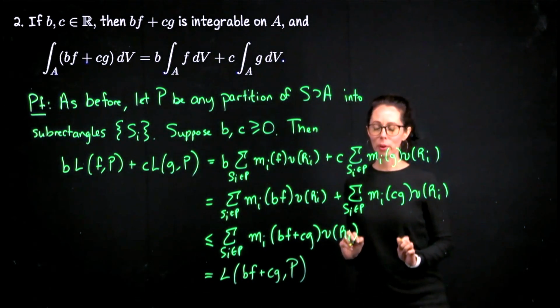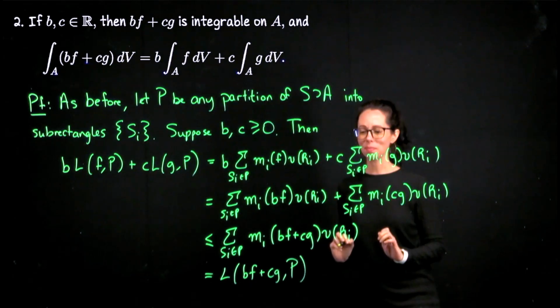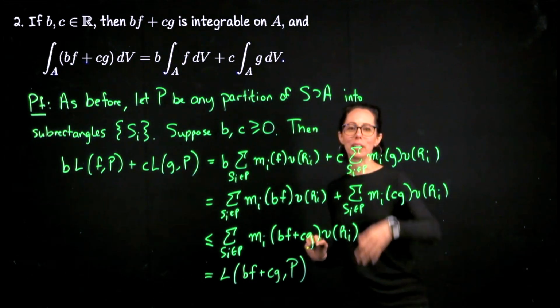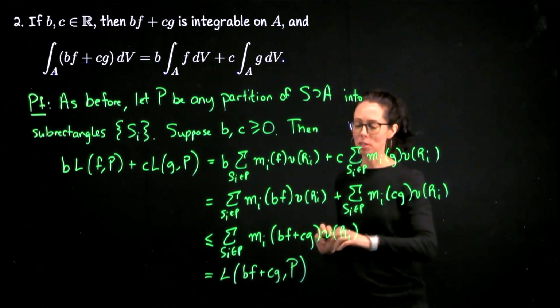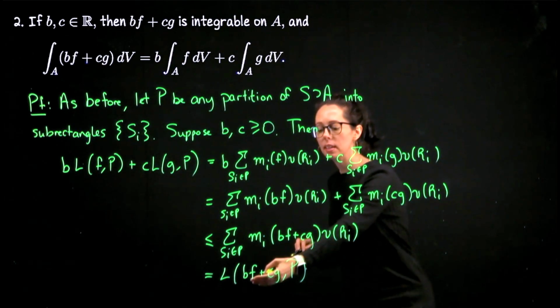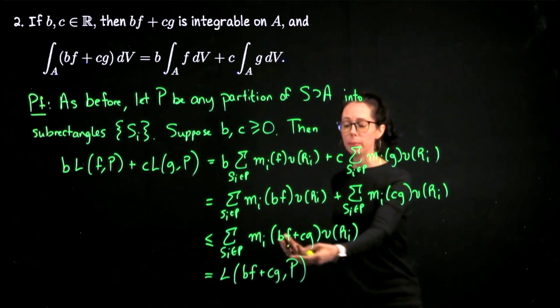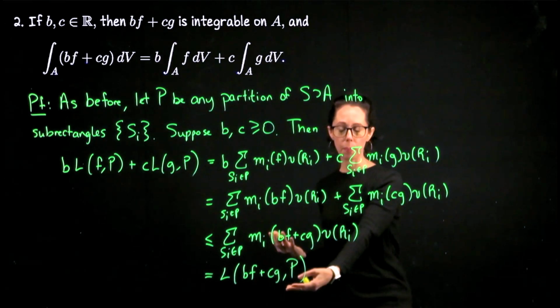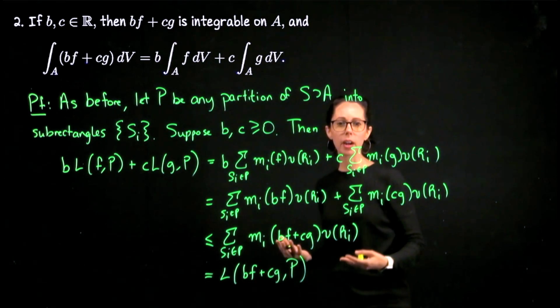I want to say one more thing before I have to erase everything, to continue the inequality, because I actually have more lines that I want to write down. I'm just out of room. This lower sum exists because BF plus CG is bounded. F and G are both bounded. B and C are scalars. This linear combination is bounded.